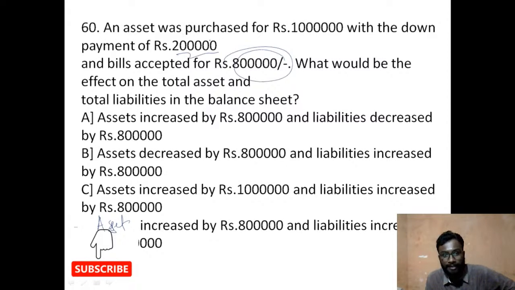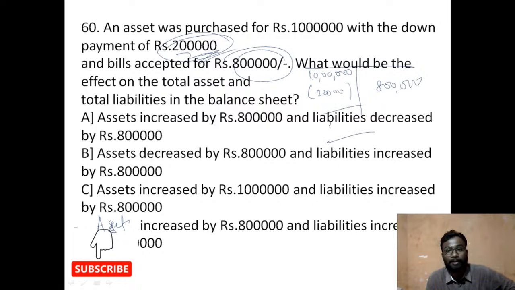We already paid 2 lakhs. Now try to understand. On the asset side, assets will increase by the value of 10 lakhs, but we have paid 2 lakhs. So what is the meaning? Cash will get reduced by 2 lakhs, isn't it? And whatever the bills that we have accepted, that is bills payable, will be 8 lakhs. So net will be 8 lakhs.